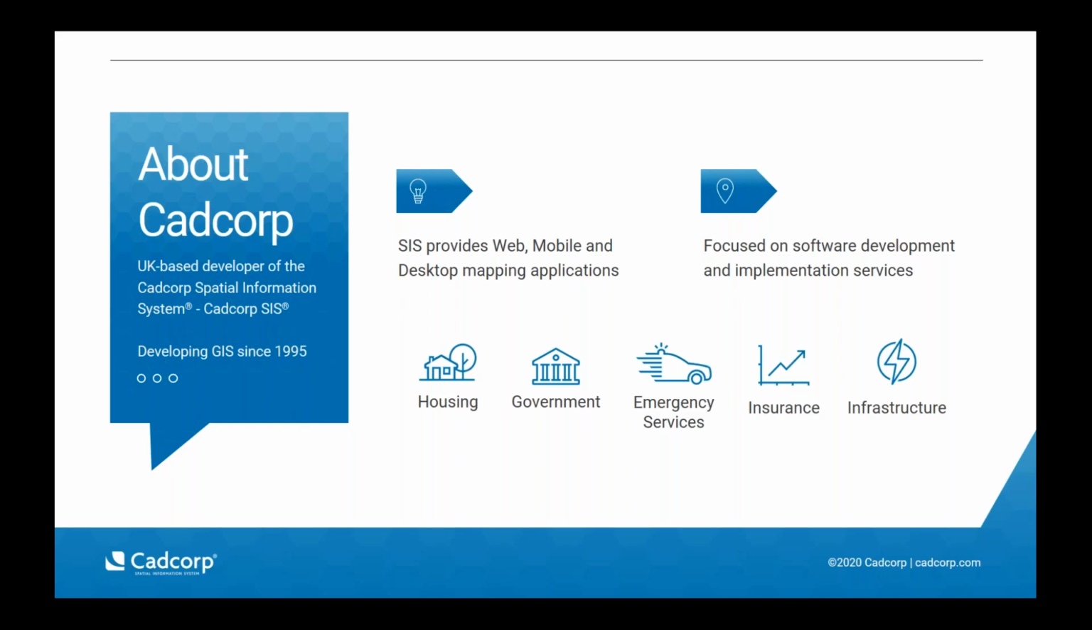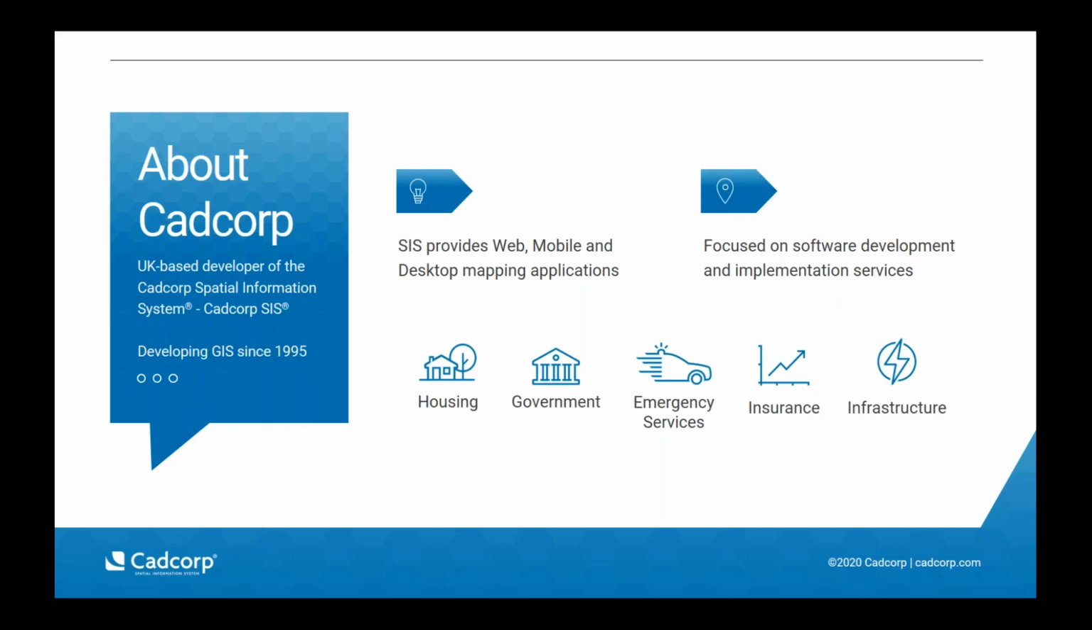CAD Corp is a UK-based software development company. We create the CAD Corp Spatial Information System, which we call CAD Corp Sys. CAD Corp Sys is a web, mobile and desktop mapping application, or GIS, a Geographical Information System. It's a way in which you can visualize, analyze and report on data that has a geographical or spatial component to it. It might be an address, a postcode, a coordinate, or anything that you can locate on the Earth's surface. Then you can use that within a GIS and a web mapping application.